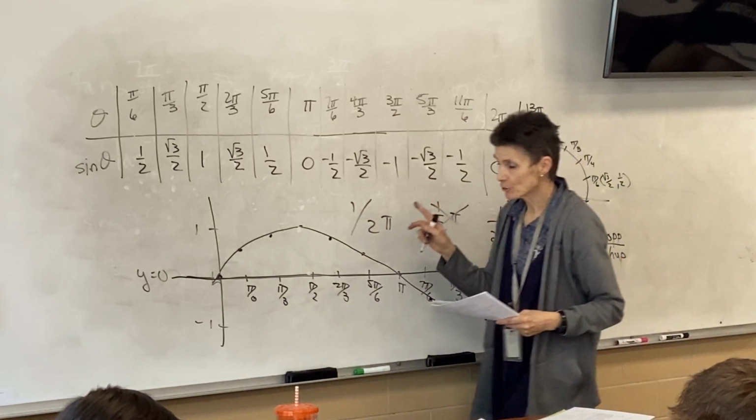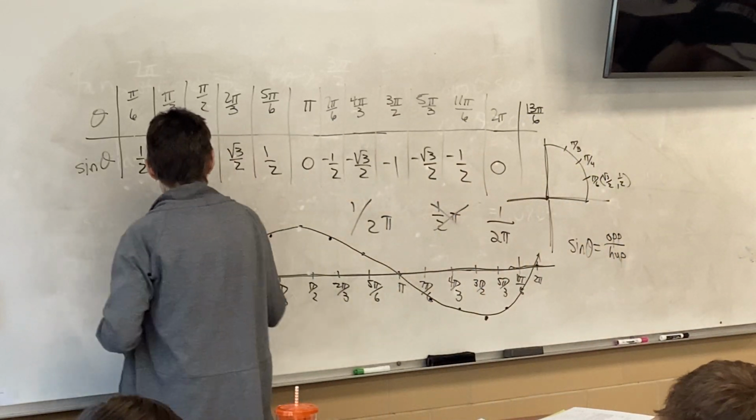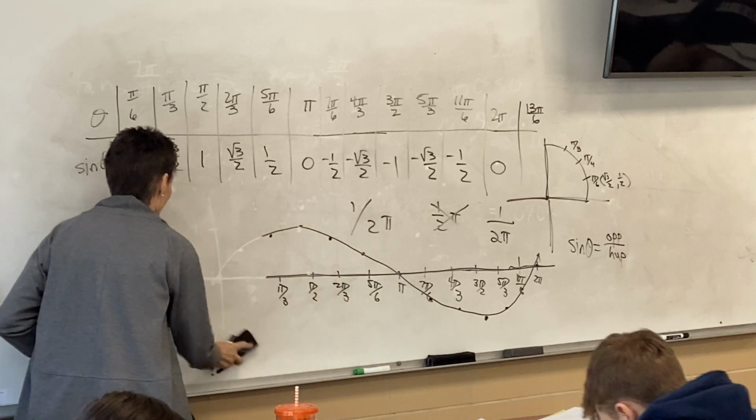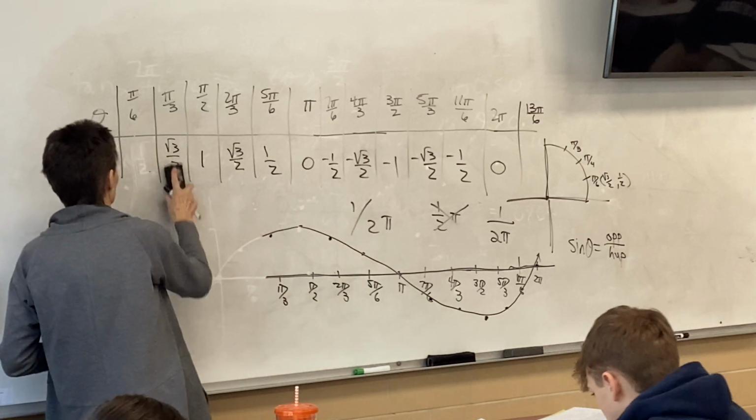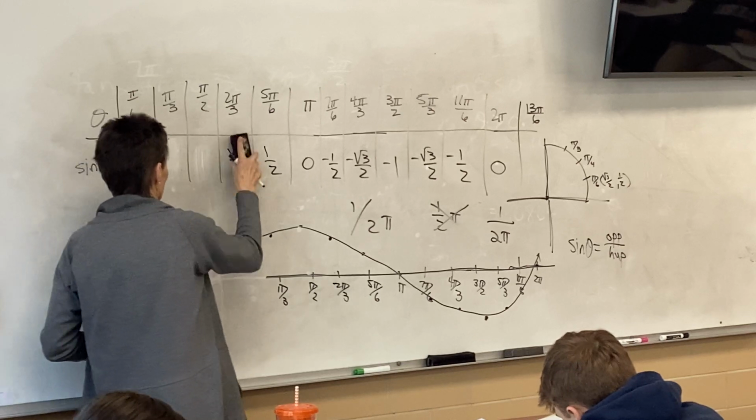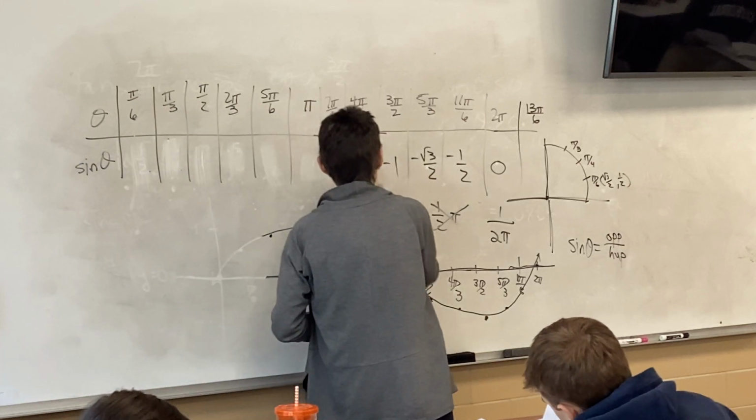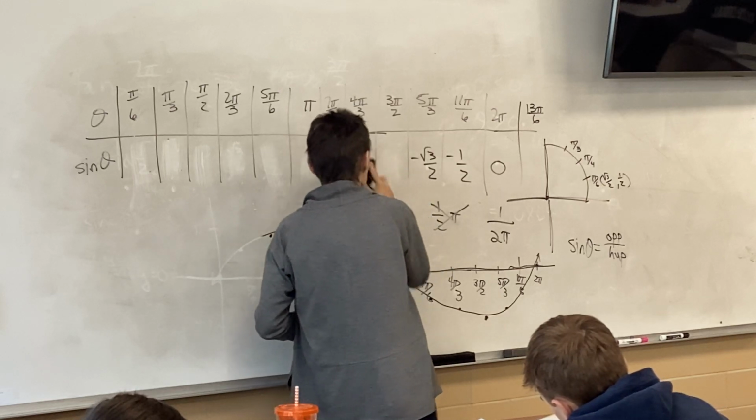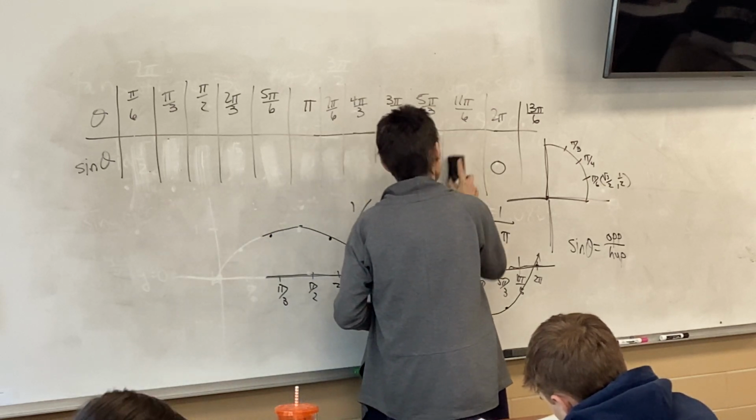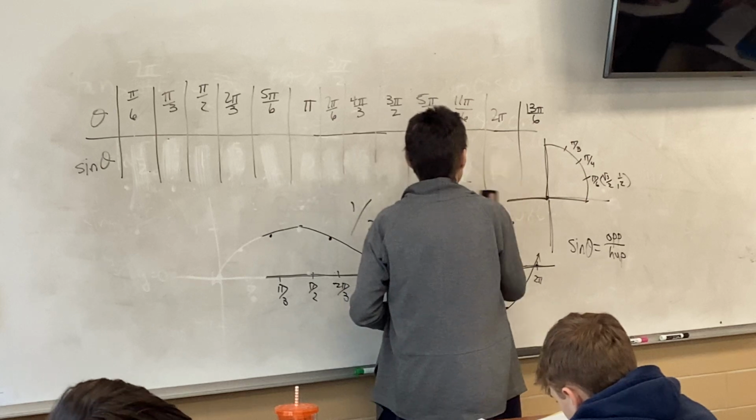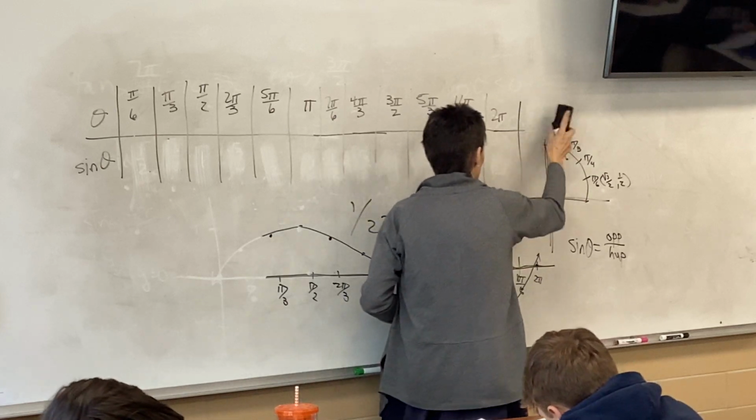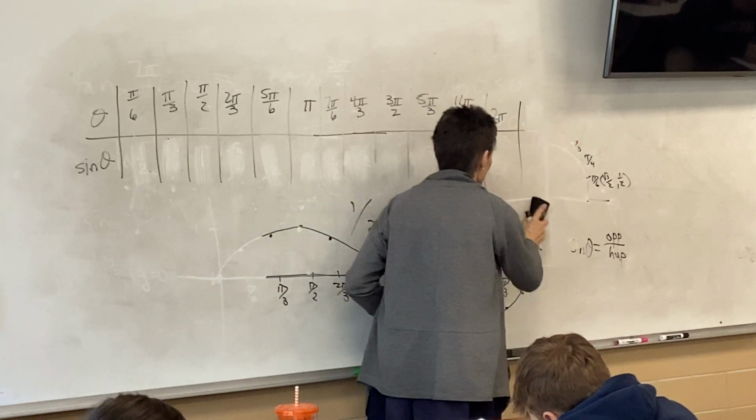Would you do the same thing on the next page for the cosine? So fill in your chart and draw your picture for the cosine. I know he's got the circle right there. Try to do it without that. Obviously, if you get stuck, use it. But try to do it without his unit circle.